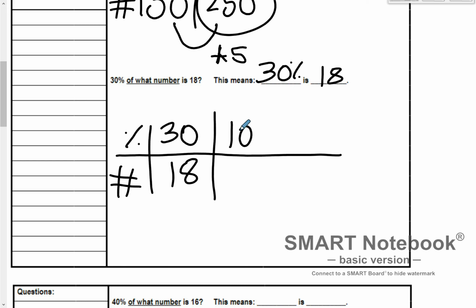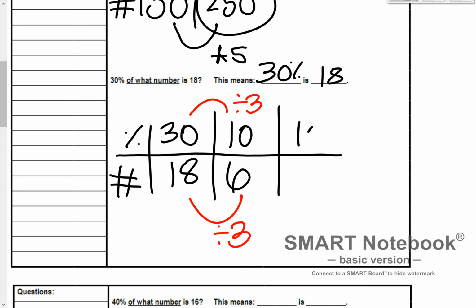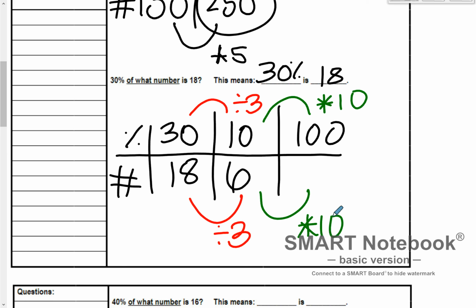But any number that would work that you can divide 18 and 30 both by would be fantastic. So I'm going from 30 to 10, dividing by 3. Whatever I do to one number, I'm going to do to the other number. 18 divided by 3 is 6. Okay, now I need to get that percent to equal 100, and I know that I can go from 10 to 100 by multiplying by 10. Whatever I do to one number in the ratio, I have to do to the other number in order to keep it equivalent.